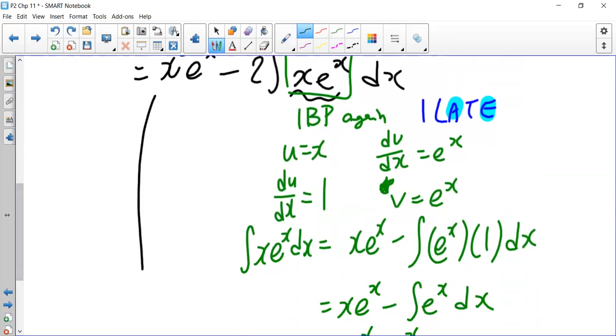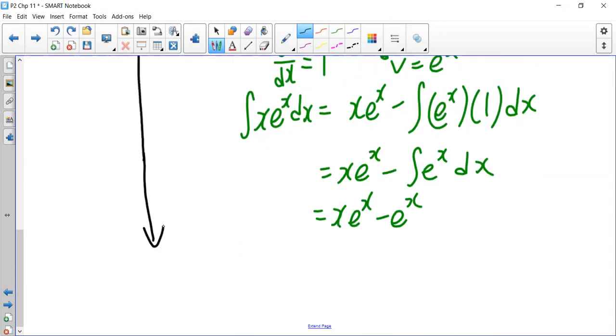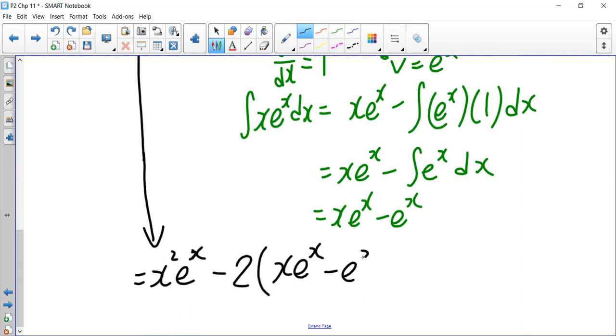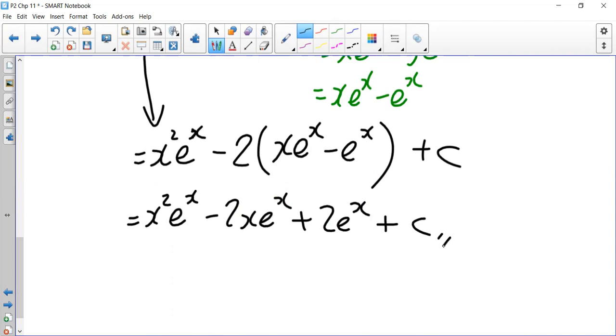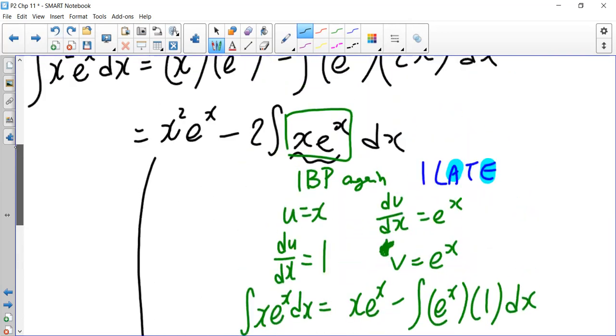So next step here, it was x squared e to the power of x minus 2, and then the integral, so I'll put a bracket, x e to the power of x minus e to the power of x, and then we could put a plus C at the end in here. So expand the bracket: minus 2x e to the power of x plus 2 e to the power of x plus C. Hence the importance of a bracket, because if you don't put a bracket, you will forget a minus, which makes a plus in here. All right, so this is how we do integration by parts twice.